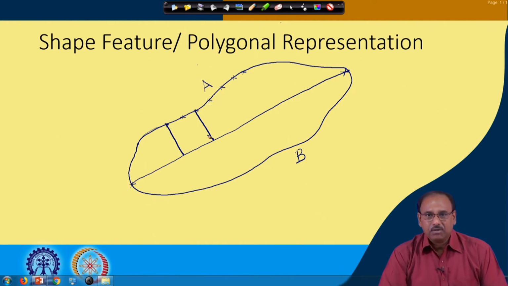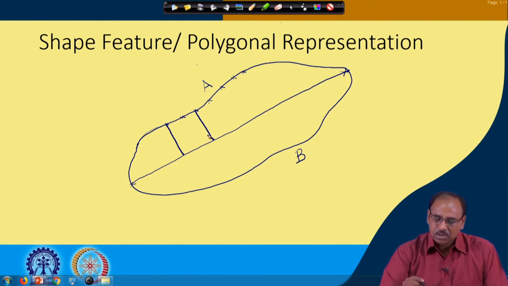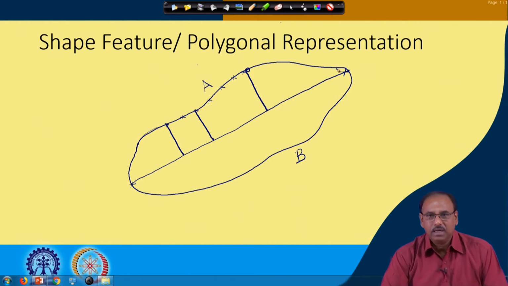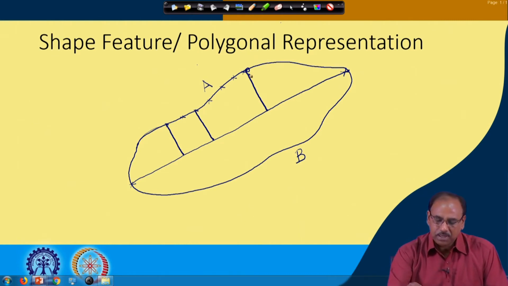And I find out a point on this boundary which is at maximum distance from this line segment. So, I can identify that maybe this is a point on the boundary which is at maximum distance. Once I identify this point, it subdivides this upper sub boundary into 2 parts. One part is starting from this point to this point, the other part is starting from this point to this point.